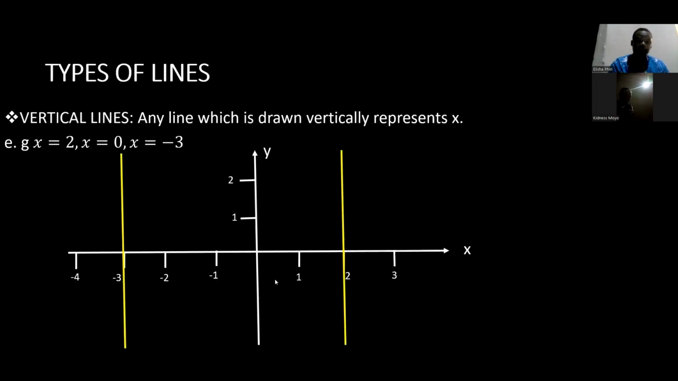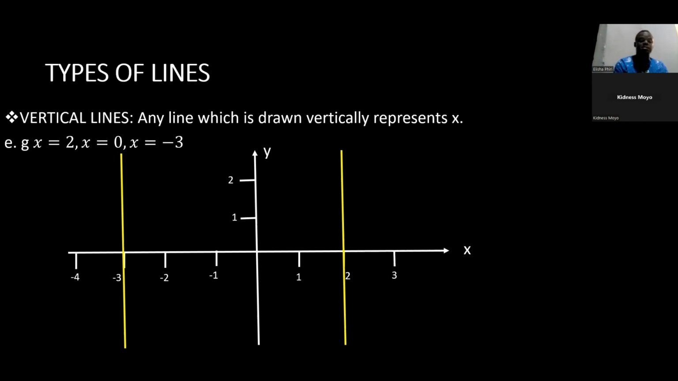Then, let's look at the types of lines. So we have what we call vertical lines. Now, these vertical lines, you can see the yellow ones are the vertical lines that we are talking about. Then we have the X or Y plane. We have the Y axis. We also have the X axis, which is a horizontal line.